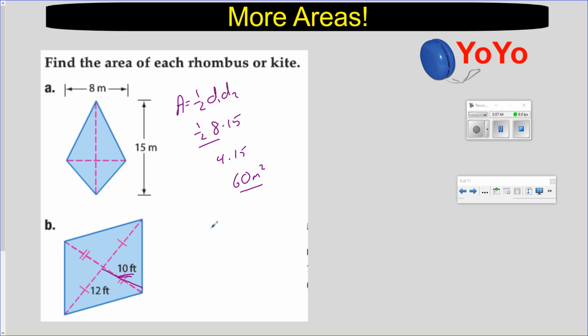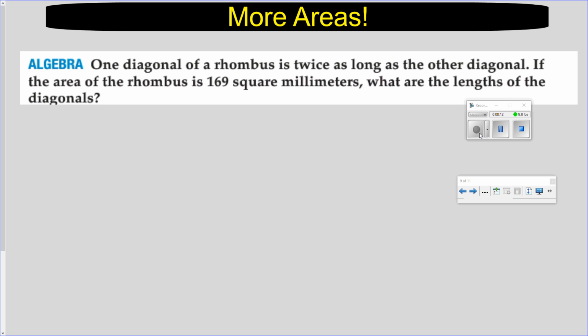squared. Down here, this double hash means that it's congruent with this piece. So really that diagonal is 20. This single hash means it's congruent to that piece. So this is another 12, meaning that diagonal number 2 is 24. So I really have 10 times 24, I combine those, which is 240 feet squared. Piece of cake.